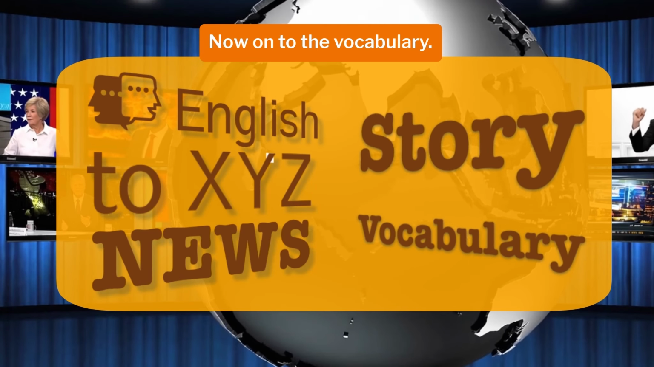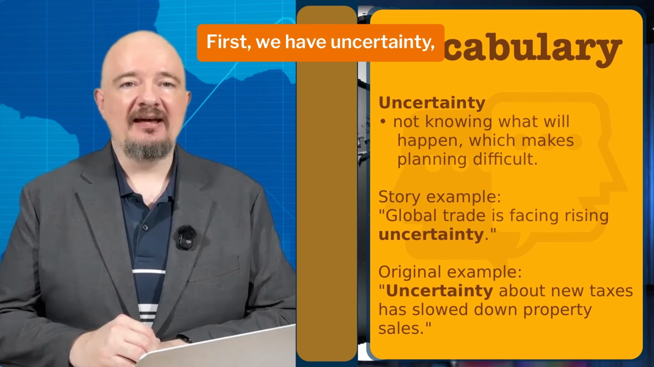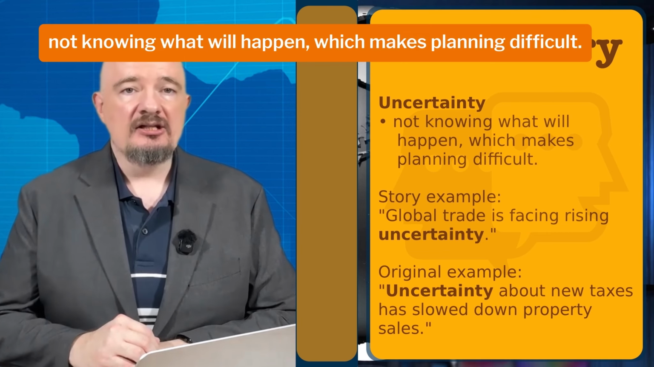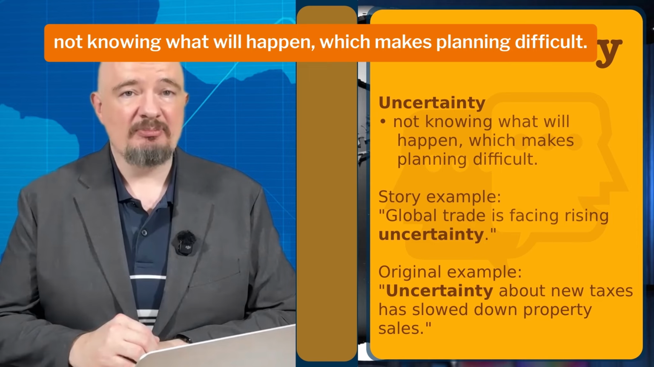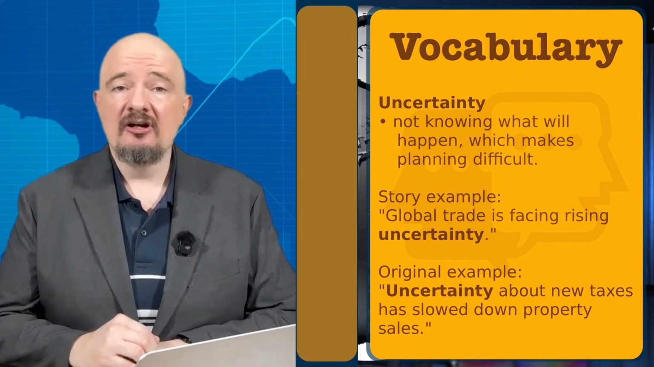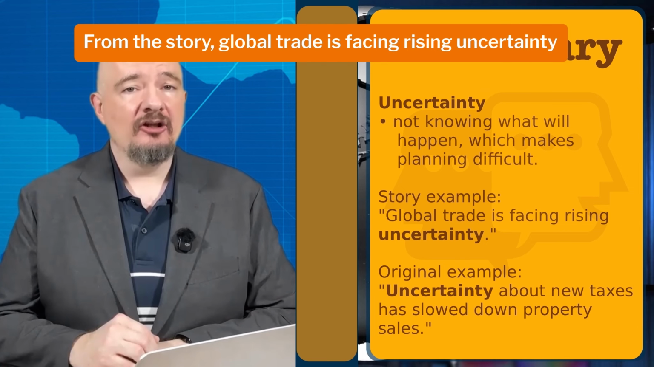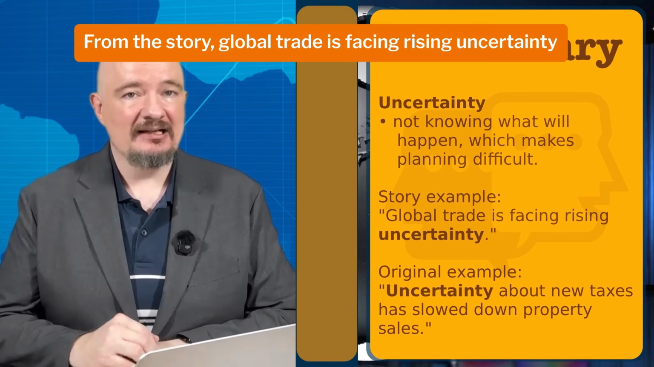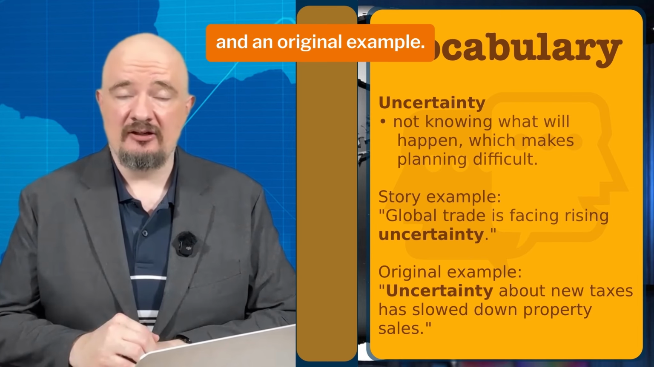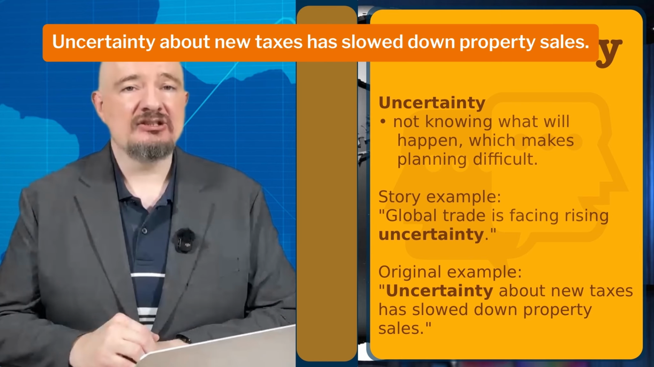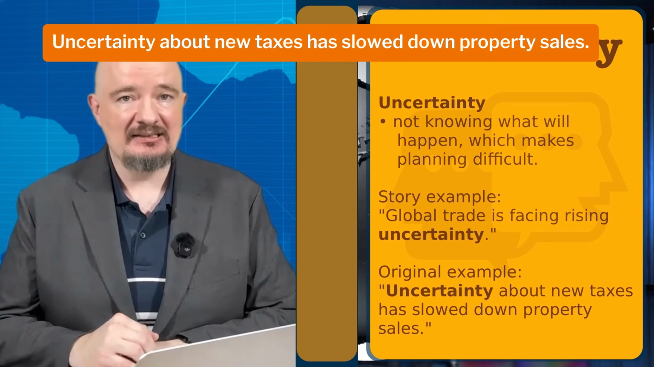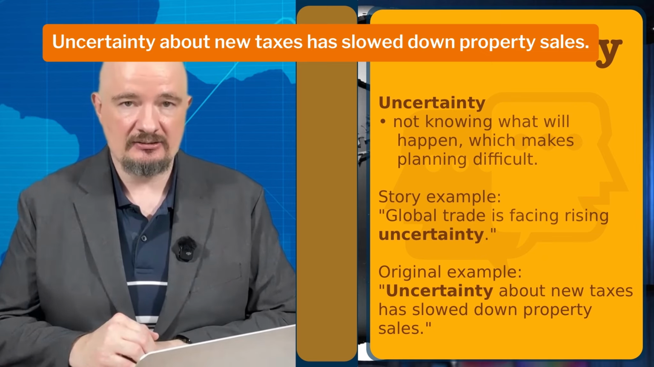Now on to the vocabulary. First, we have uncertainty, not knowing what will happen, which makes planning difficult. From the story, global trade is facing rising uncertainty. And an original example, uncertainty about new taxes has slowed down property sales.